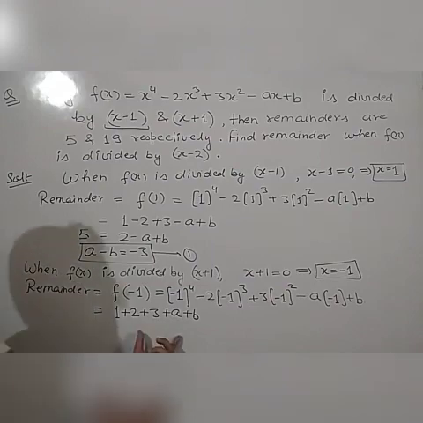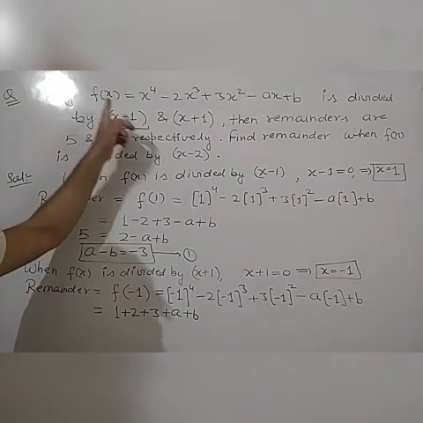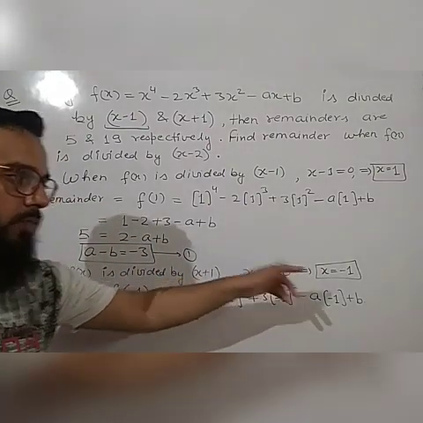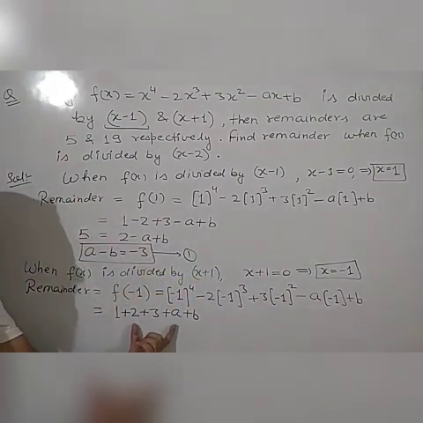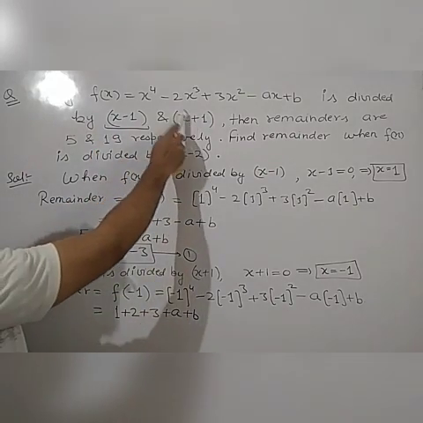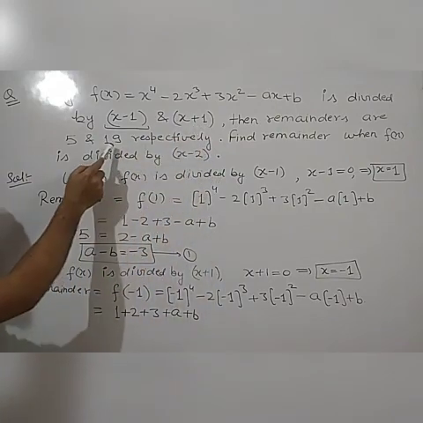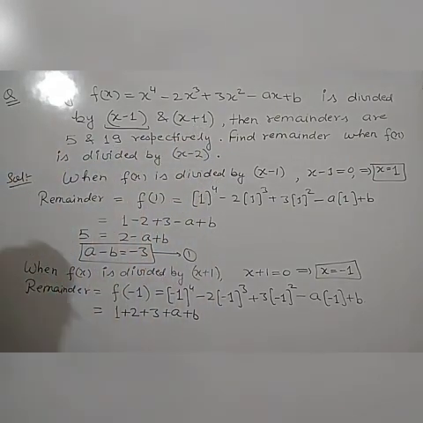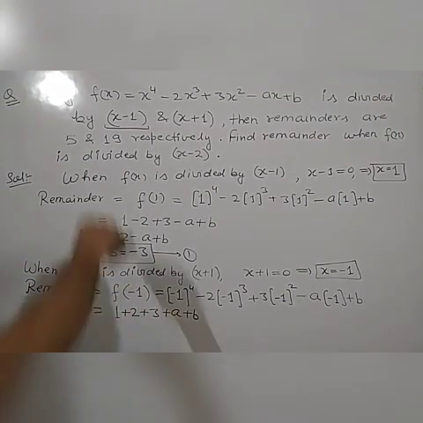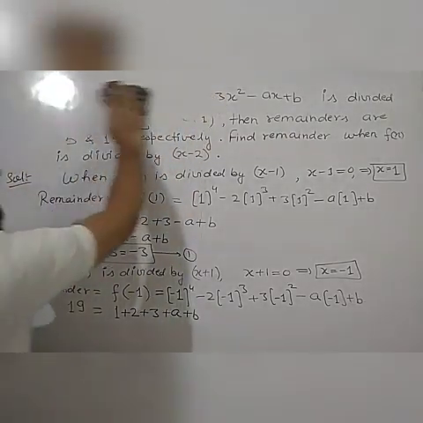So this particular term is the remainder when f(x) is divided by x plus 1. By putting the value x is equal to minus 1, we get this term, which is equal to the remainder, and we have already been given that when it is divided by x plus 1, the remainder is equal to 19. It means we can put the value of the remainder as 19. Clear? Now solving it further, we will get another equation, and we will call it equation number 2.